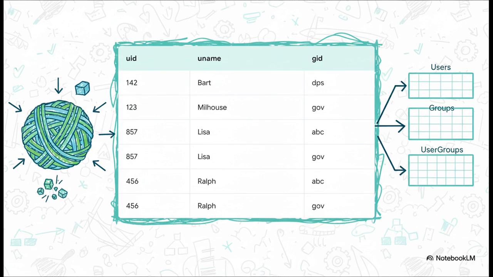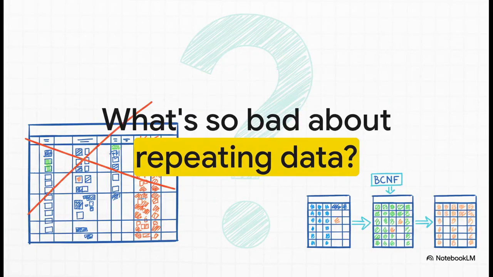But look closer. See Lisa, user 857? She's in two groups, so her name is in there twice. Same deal with Ralph. We're repeating information, and you might think, so what? But this little bit of repetition, it's the root of almost all evil in database design. I mean, really, what is the big deal? A little extra text, who cares?